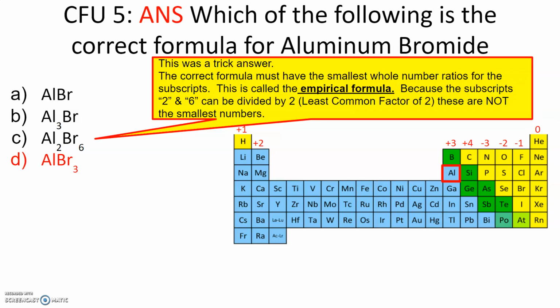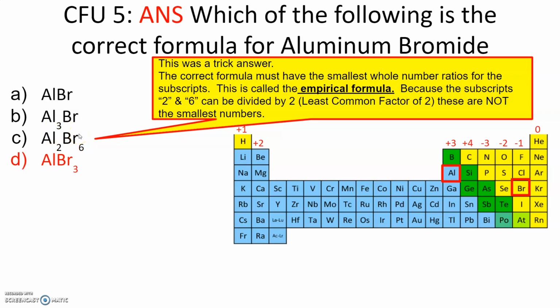Okay, so the answer for that is D. You would need 3 bromines to get the overall charge to be 0. Now, I just want to point out that letter C was a sort of a trick answer. The reason why it's a trick answer is because if you were to multiply the charges and the subscripts together and add them together, as we've seen before, the overall charge would be 0. So aluminum has a +3 charge. 2 times +3 will be +6. Bromine has a -1 charge. -1 times 6 will be -6. So the +6 and the -6, if you add them together, will be 0.